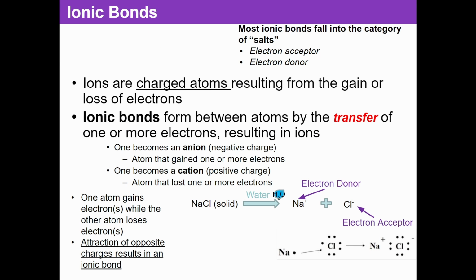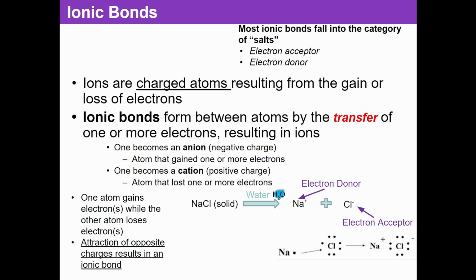Let's look at ionic bonds first. Most ionic bonds do fall into the category of salts because you'll have something that's an electron acceptor and something that's an electron donor. Sodium chloride, or table salt, is a great example of forming ionic bonds. Ions, when separated, or when you take a salt and dissolve it in water, tend to be charged. Ions are charged atoms that are results of the gain or loss of an electron.